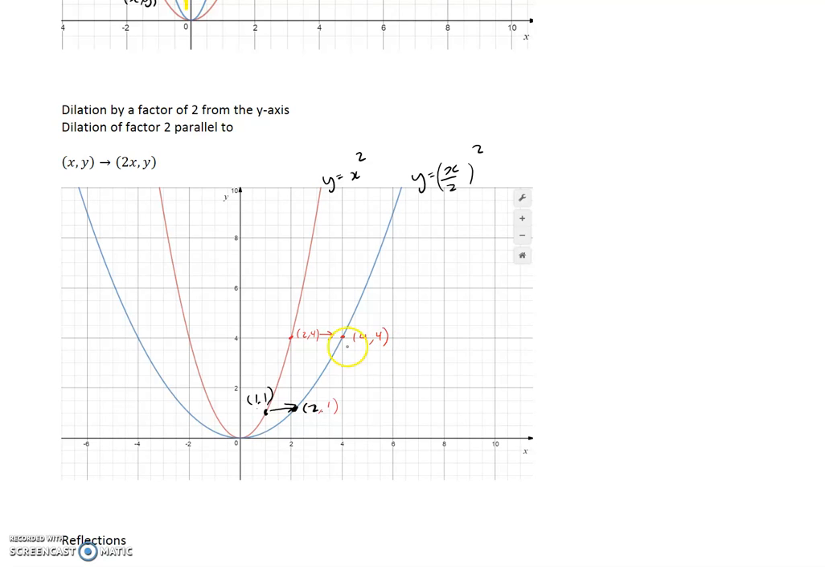So what's happening to the x values? They are changing. Right? 1 times 2 gives you 2, and 2 times 2 gives you 4. So everything's being stretched out away from the y-axis by a factor of 2. And we can write it like that, or dilation of factor 2 parallel to the, what do you think? It's parallel to the x-axis, isn't it? Alright, so parallel to the x-axis.